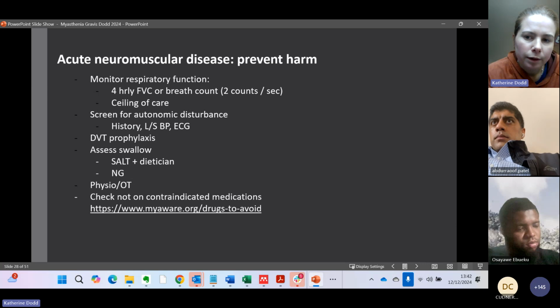Thinking about the swallow and making sure the swallow is safe. Often patients have been muddling along at home for a while and probably with a lot of aspiration and need a good SALT and dietitian input, and often will need an NG tube whilst they're in. We've even had a couple of patients who've needed a PEG for a few months whilst they get better. And then some physio and OT to keep them moving whilst they're in. And make sure they're not on any contraindicated medications.